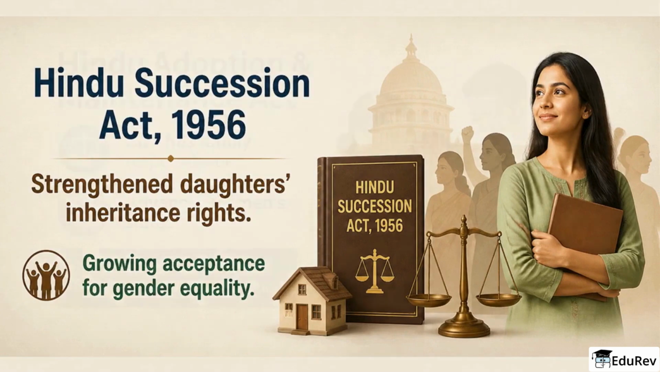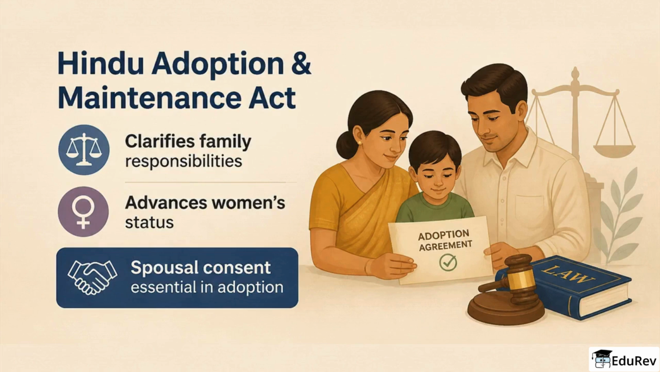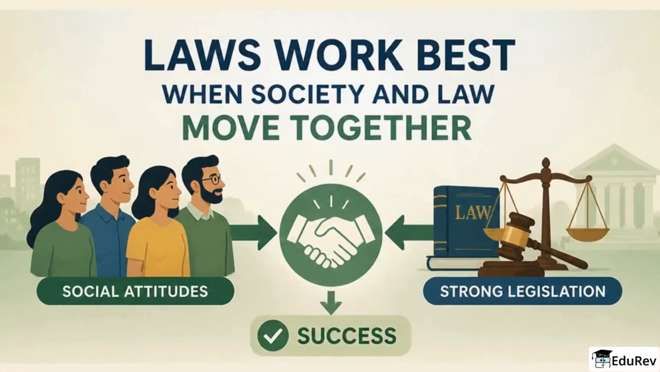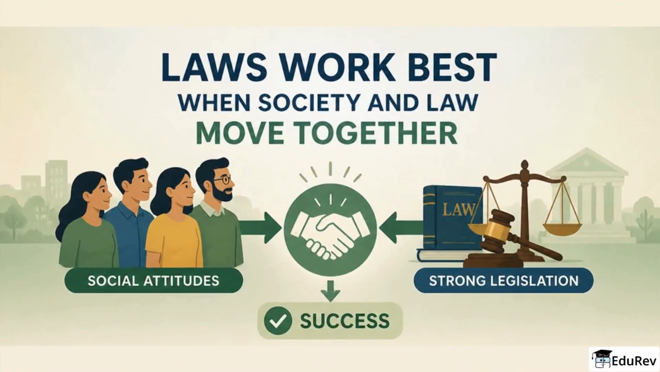The Hindu Succession Act of 1956 strengthened daughters' rights to inheritance, and its acceptance grew with broader public sympathy for gender equality. The Hindu Adoption and Maintenance Act created legal clarity for family responsibilities and advanced women's status by making spousal consent important in adoption decisions. These examples are useful in answers because they show legislation succeeding when social attitudes and law move together.